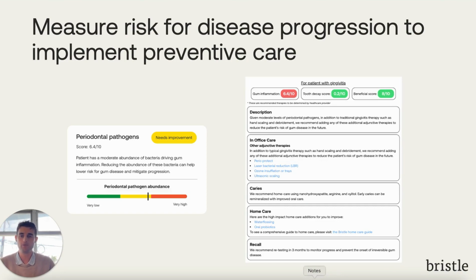In this example, the patient has a slightly elevated abundance of periodontal pathogens detected in their oral microbiome, and they've been diagnosed in the clinic as having the early symptoms of gingivitis. We combine the results of their oral microbiome test with clinically identified symptoms to design a custom protocol to identify the underlying cause and mitigate their risk of progressing to irreversible stages of periodontal disease.